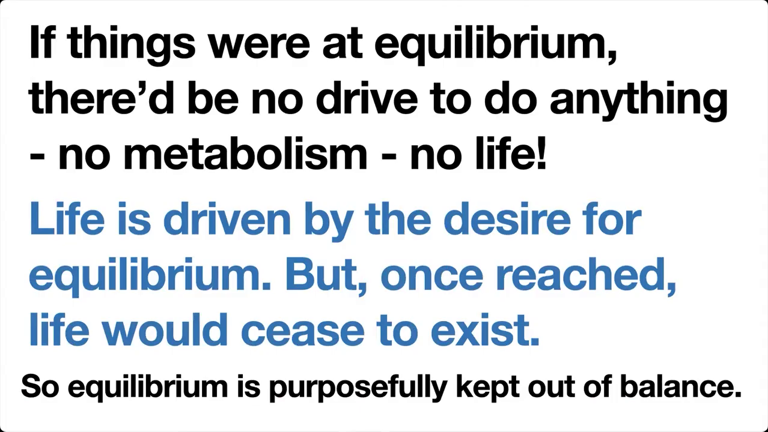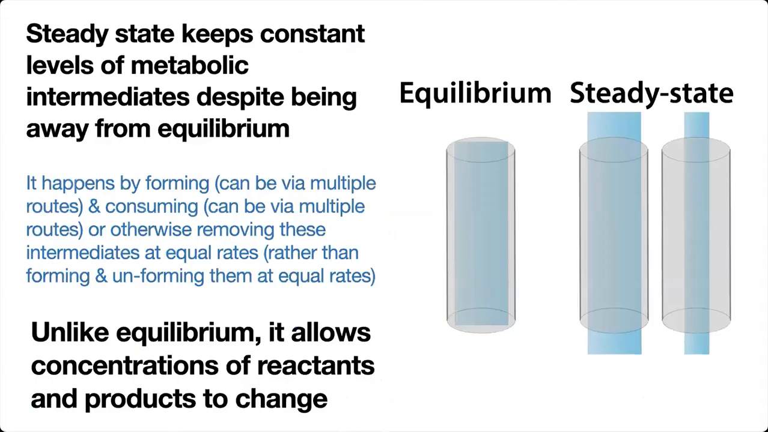Now, things are going to react in order to reach that equilibrium. But if things are at equilibrium, there's no drive to do anything, no metabolism, no life. So life is driven by this desire for equilibrium. But once reached, life has ceased to exist. So we need to keep equilibrium out of balance if we want to have life.